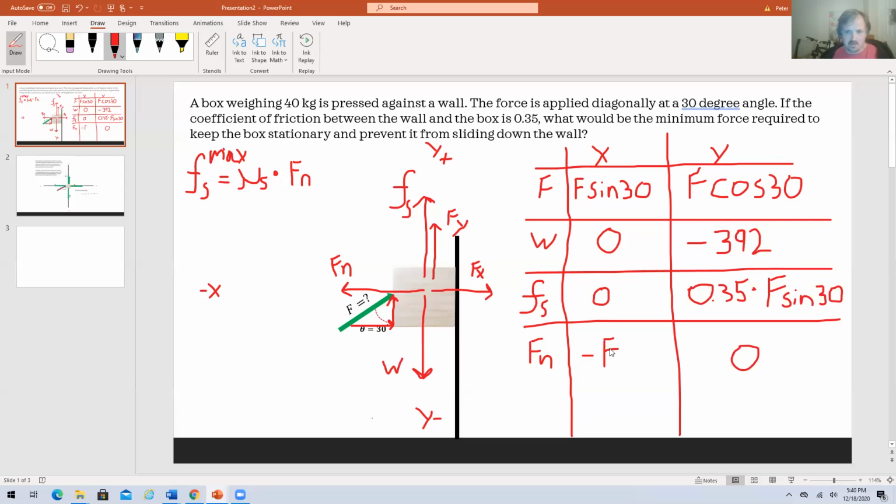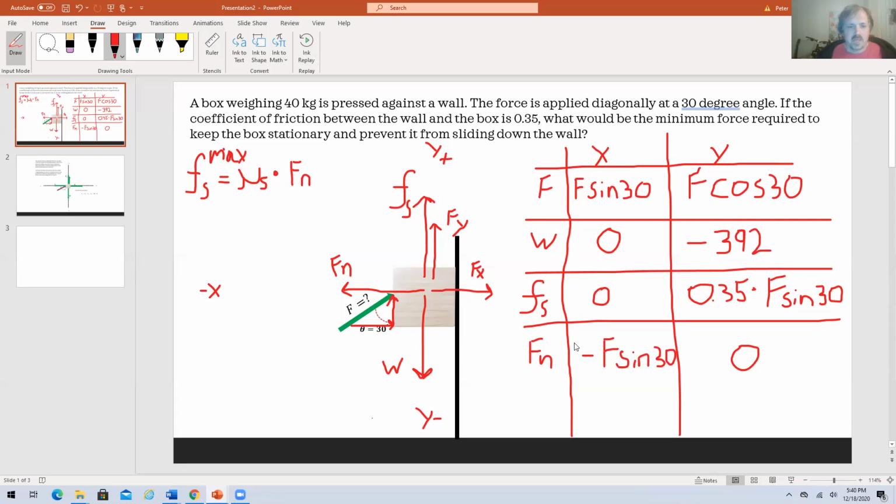And if you use your imagination a little bit, you can probably see already how it makes sense that the sum of all the forces in the x-axis is definitely going to be 0. The only forces we have in the x-axis are the x component of F and the normal force. And it's basically just this minus this. Of course that equals 0.